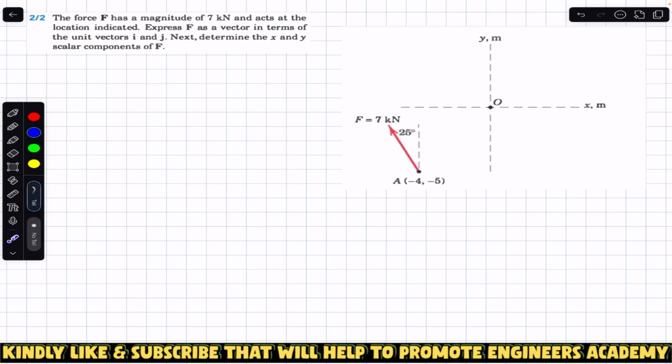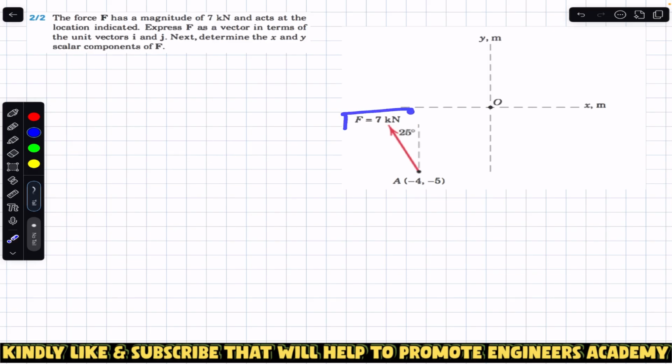Now we are going to solve this problem from chapter 2 of Engineering Statics by Meriam and Kraige, 8th edition. The problem says that the force F has a magnitude of 7 kilonewton and acts at the location indicated. Express force F as a vector in terms of the unit vectors i and j. Next, determine the x and y scalar components of this force F.